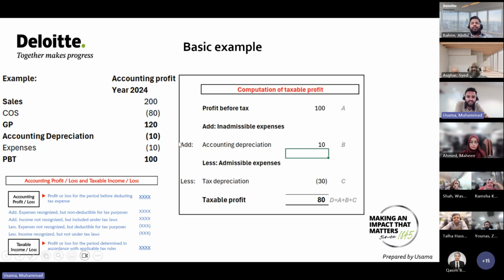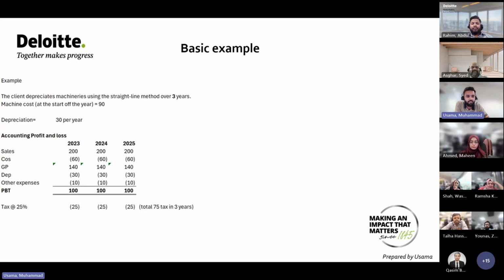Okay. Now, I have made an example here. Further moving to the previous example, I've made a 3-year P&L, profit and loss statement, as per accounting. Here you can see that I've derived the same sales, cost of sales, gross profit, then depreciation expense and other expenses, and then PBT. Like I said, the accounting PBT is not taken under tax laws, so we need to revise it as per the tax standards.